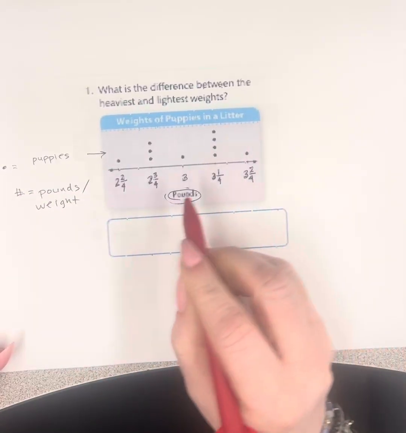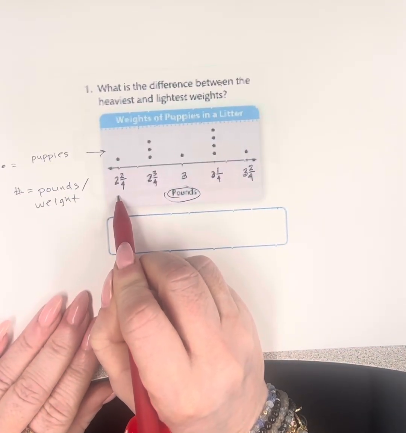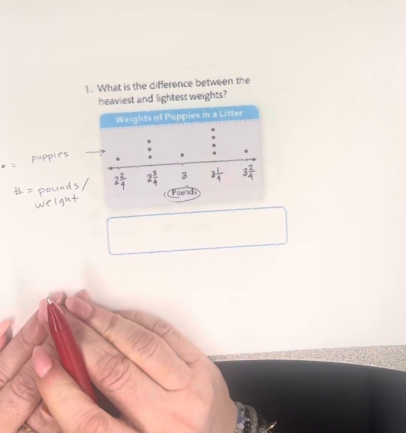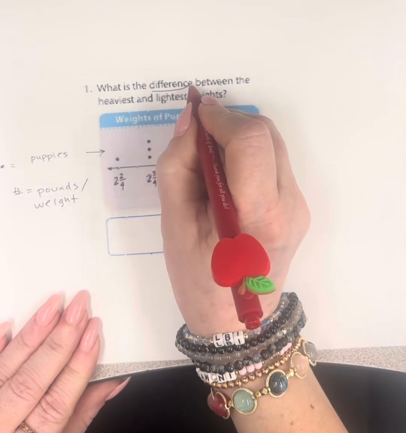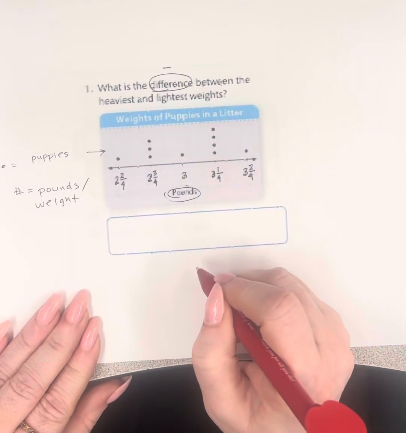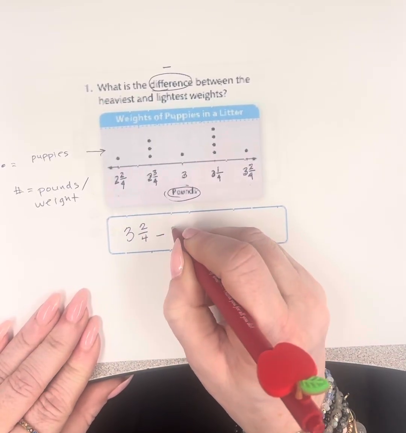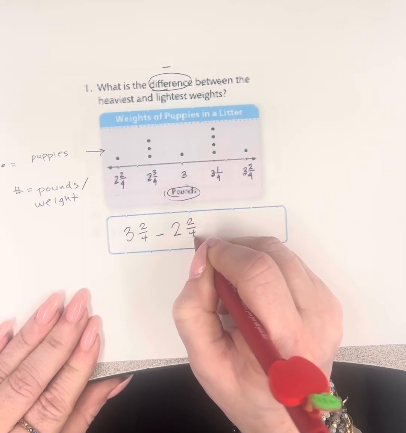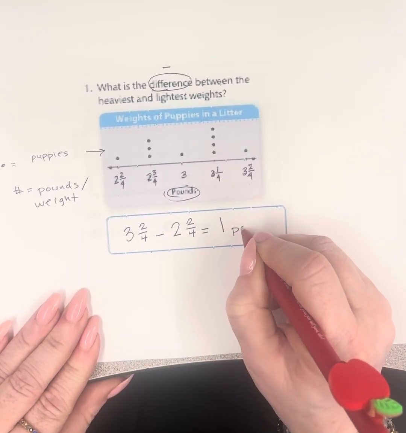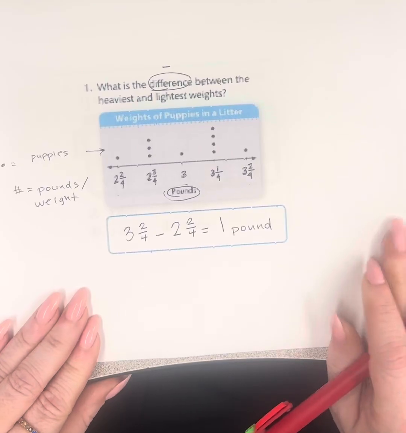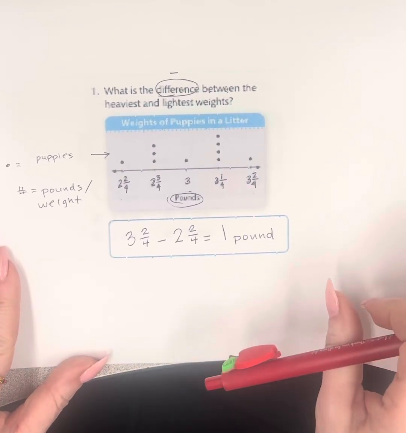Now I have to look at the smallest number, which is 2 2/4, and the largest number, which is 3 2/4. And it's asking me for the difference, which is subtraction. So 3 2/4 minus 2 2/4 is equal to 1 pound. Okay, let's go to question 2.